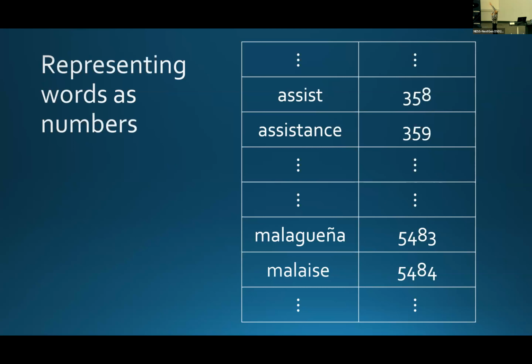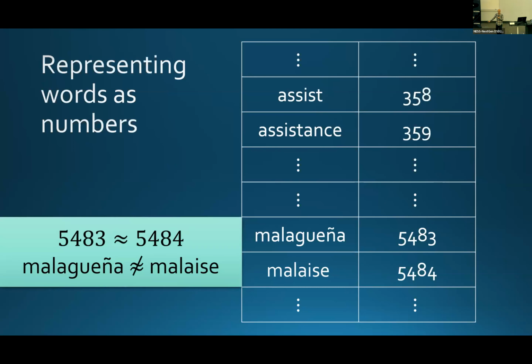Like, these two 5,000 something numbers are close to one another, but those two words are totally unrelated. In fact, Malays means, oh, I don't want to do anything, and Malagueña means, I would like to dance. So they are totally opposites, actually. So you would not want the math to not reflect the meaning of the words. In fact, to contradict the meaning of the words. That would be a bad encoding of the data.